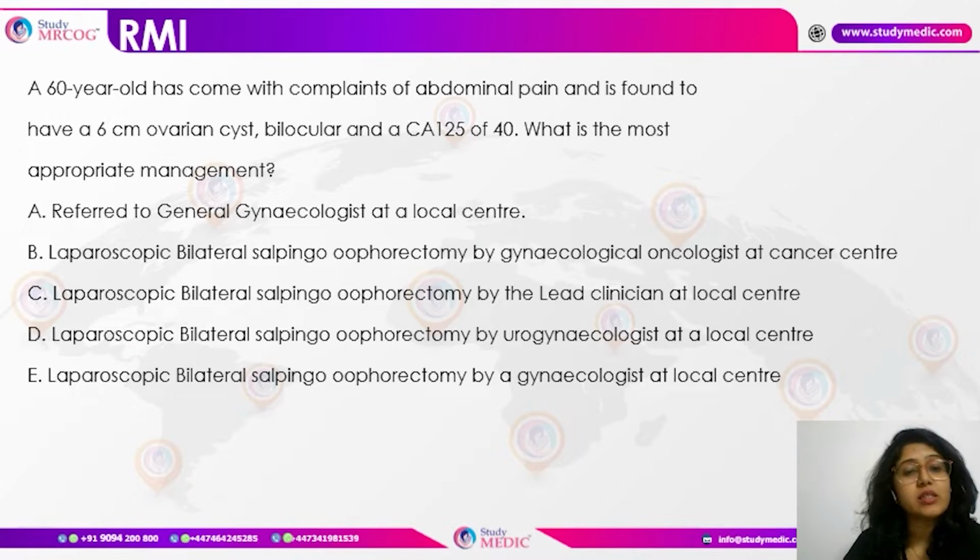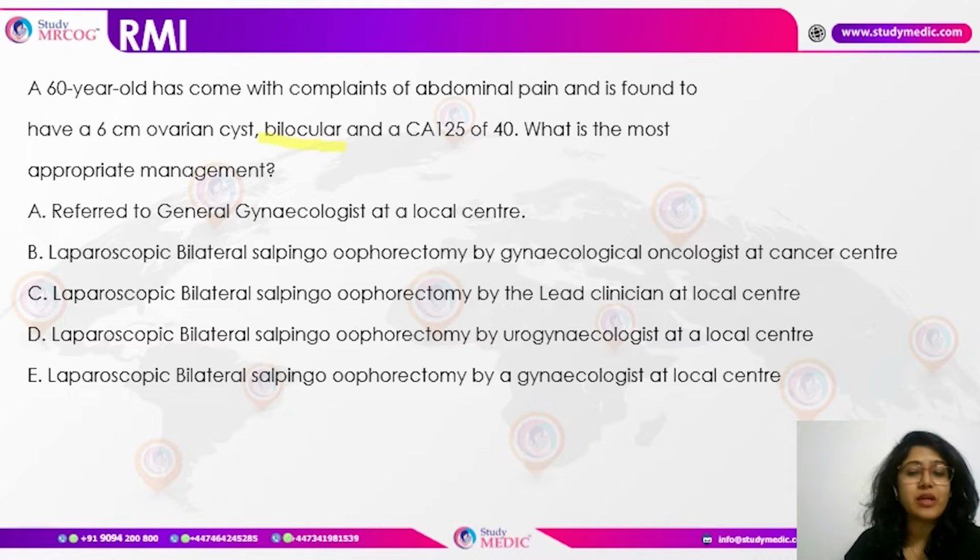Now coming to the ultrasound features, here she has a bilocular cyst. That is more than one, which is multilocular. So a bilocular cyst is an ultrasound score of 1, and a CA 125 of 40. So the RMI score comes out to be 3 into 1 into 40, that is 120. Now with an RMI score of 120, what should be done? Yes, we all know from the flow chart that laparoscopic BSO is something which must be done if she has an RMI of less than 200.